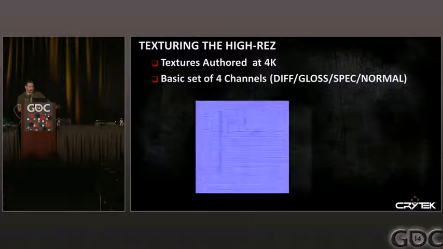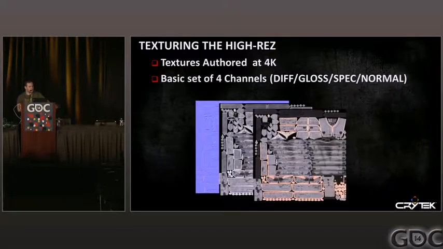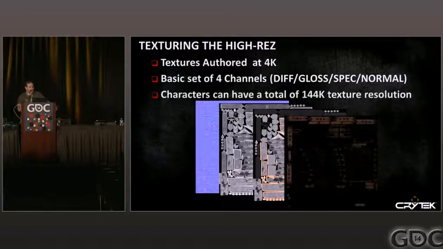So we texture our high-res assets using multiple 4K textures. Each part has a basic set of 4 channels that includes the diffuse, the gloss, the specular, and the normal map on our base meshes. That can give us really, really high resolution textures, as you can see here. 144K, this number comes from Marius Tier 2 armor at about 9 patches, and if you do the maths, that goes pretty high.